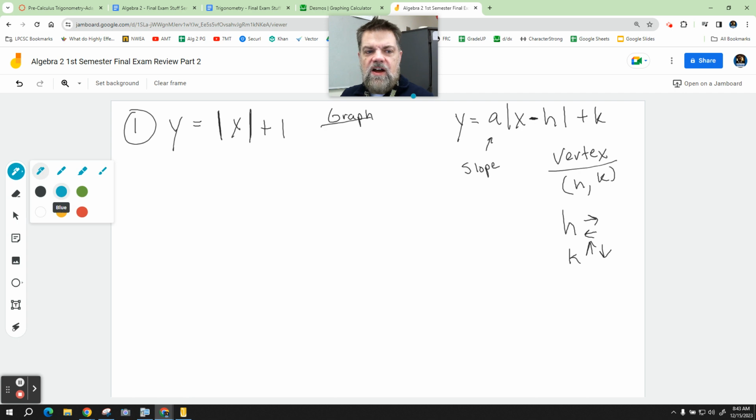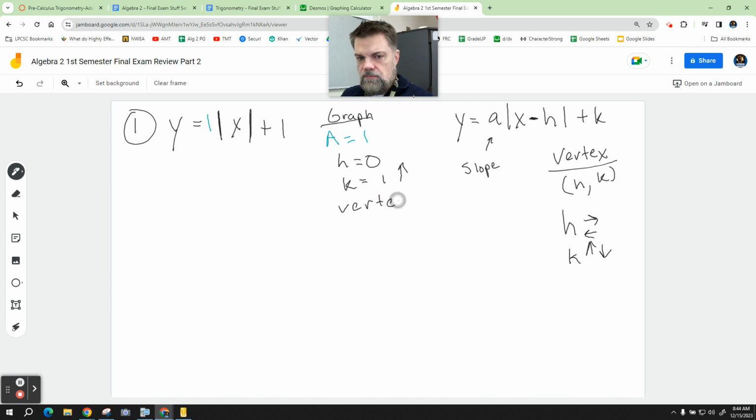So it's not written down, but there's a 1 in front of this thing. So then a equals 1. H equals 0 because there's nothing there, and then k equals a positive 1. So it's going to go up. And my vertex then would be 0, comma 1, right? H comma k. And the slope is going to be positive 1 going one way and negative 1 coming the other way. And we'll look at that in a second.